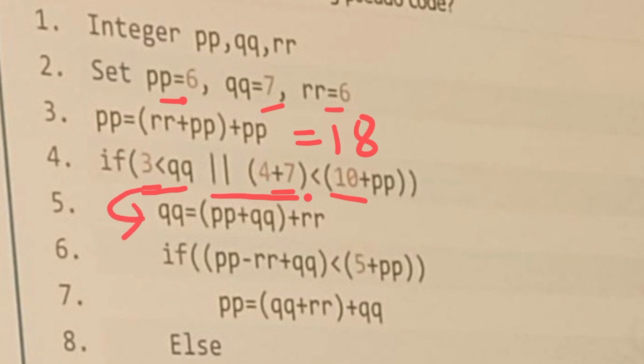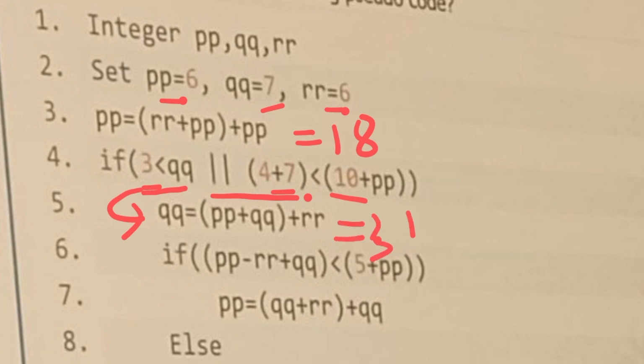Okay, so q is equal to p plus q plus r. The new value of q becomes p plus q, where p is 18, sorry, p is 18 and q is 7. So 18 plus 7 is 25, plus r which is 6, so this becomes 31. Q value is 31.